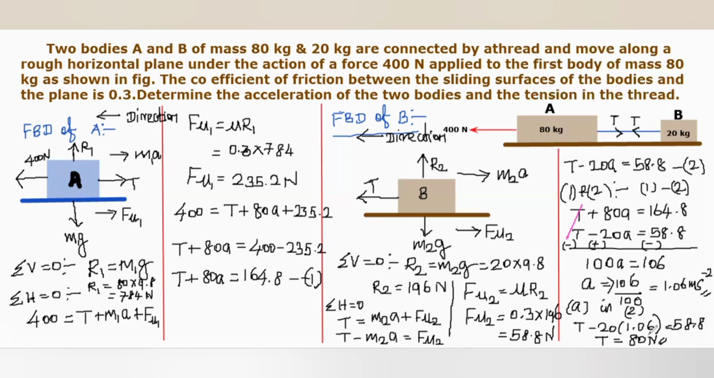So these two are the final requirements of this numerical. Okay, guys, I hope you all understand this numerical.